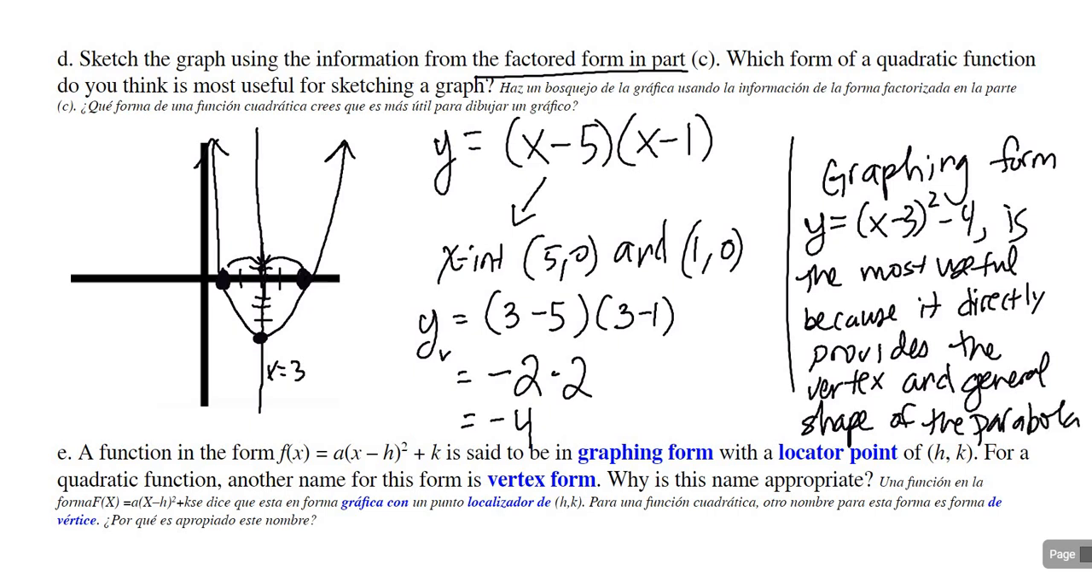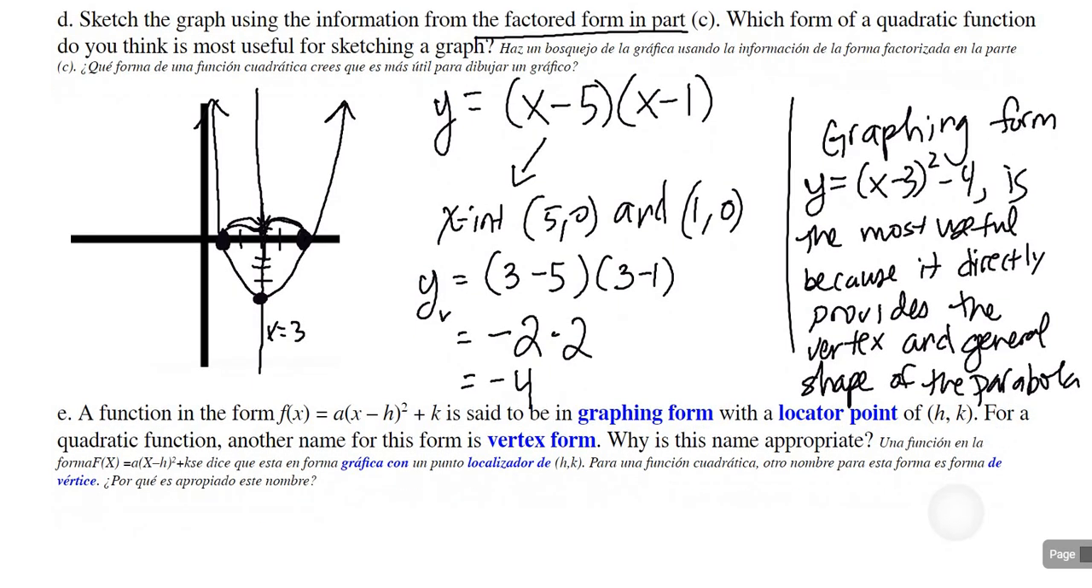Why did we teach you with factored form first? To emphasize how important it is to see that this graph is symmetric, to make you go in between those x-intercepts every single time, to reinforce the symmetry of this graph. But that is not the easiest way to do this. The easiest way to graph a parabola is from graphing form.